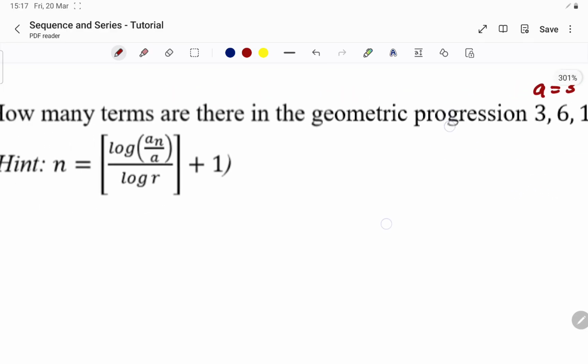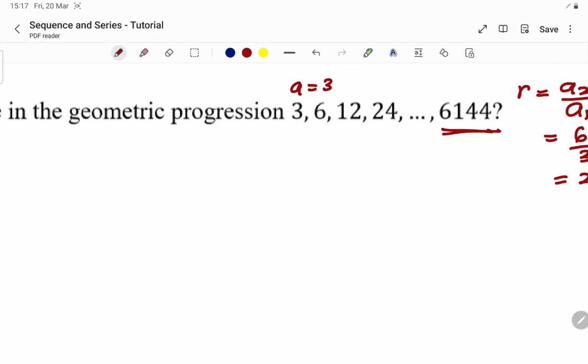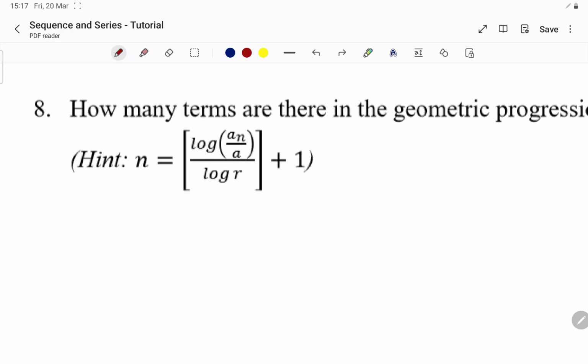Right, now they say, how many terms are there in the geometric progression when we know that the last term is equal to 6144. So we want to know what term this is, let's say the 32nd term or the 5th term. So we want to know 6144 is what term. So now we proceed here. Basically, if you see inside this, they provide you the hint. But how do we actually get this hint? How to get the value of n? Actually, you just have to substitute inside this.